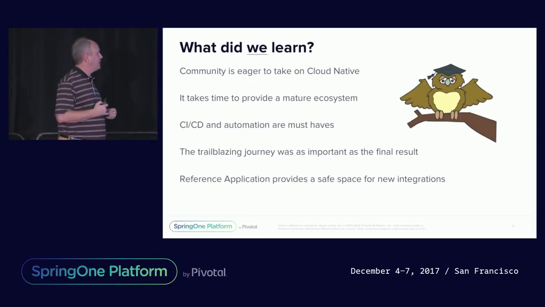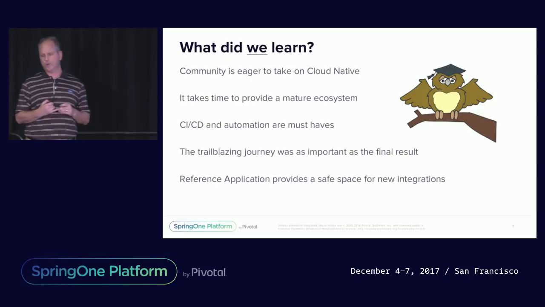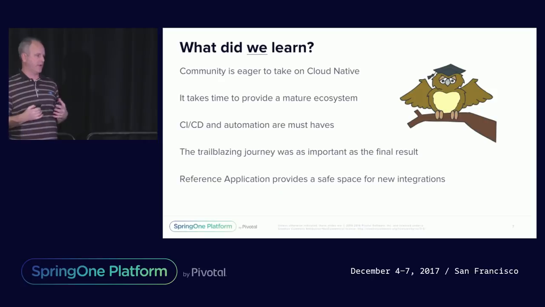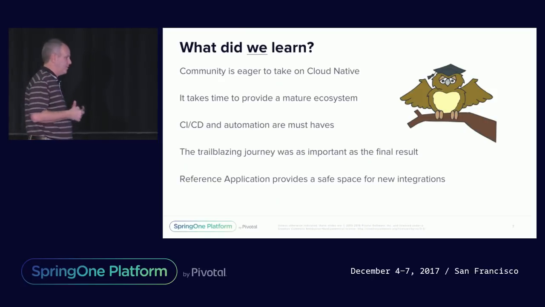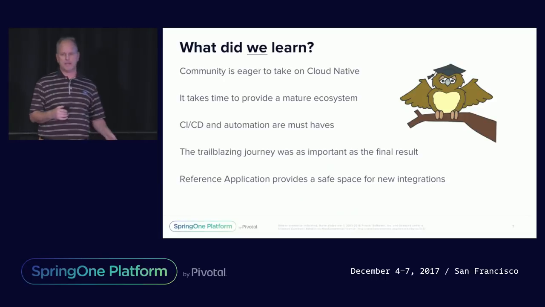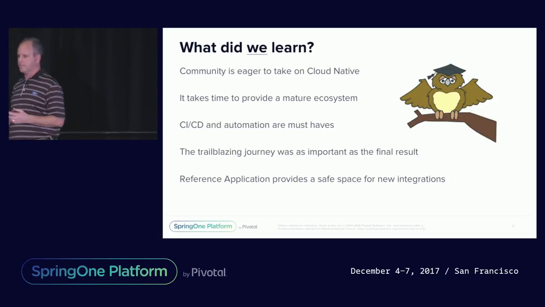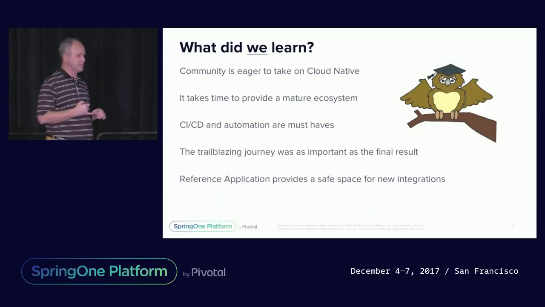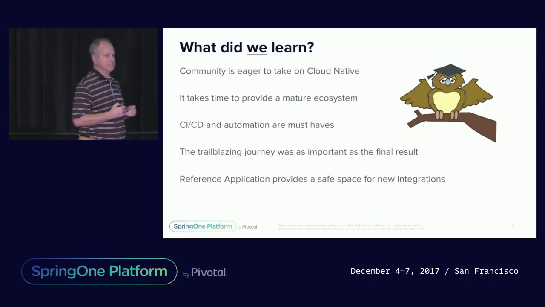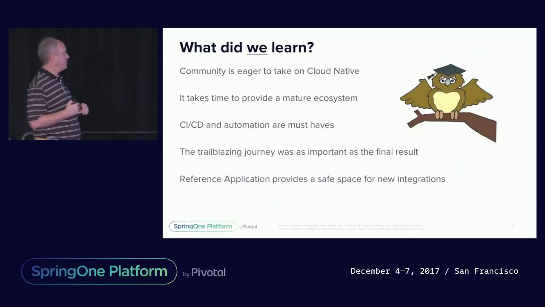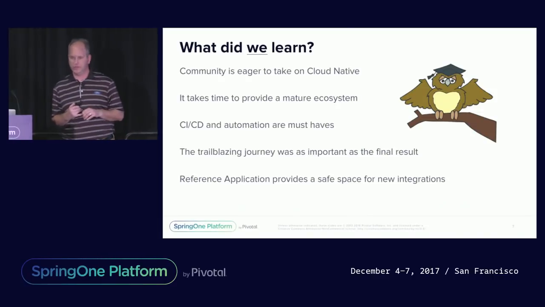CI/CD and automation are must-haves. When we talk to teams, we're offering all of this great technology with Pivotal Cloud Foundry and Spring Boot. They all allow you to go fast. But if you're not going to commit to automation, CI/CD, you're really just selling yourself short. You're missing out. You will not be able to deliver as fast without that. So we definitely are big endorsers of this. You have to do it.